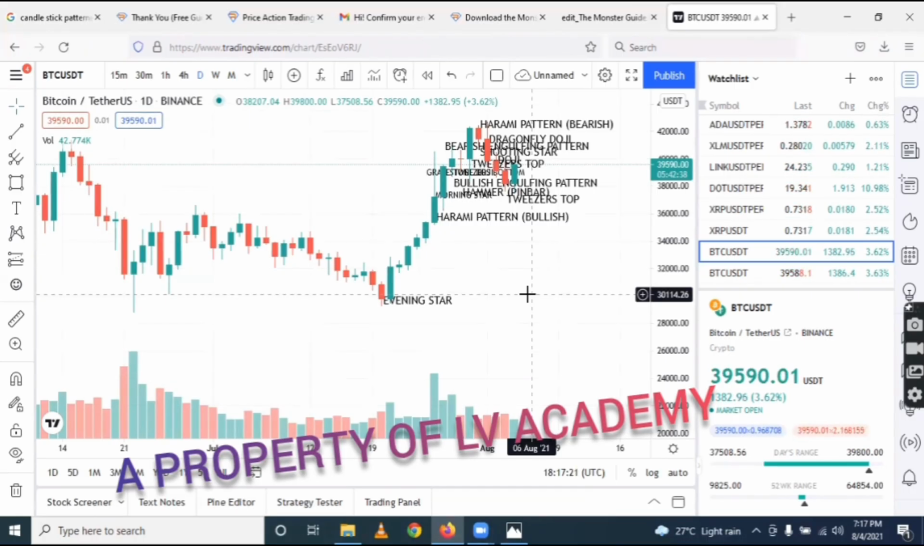Then we have the Arami inside bar pattern. The Arami also has its bullish and bearish pattern. Then we have the tweezers top and the tweezers bottom pattern. So in the next video, I'll be going fully and elaborating on these different candlestick patterns.